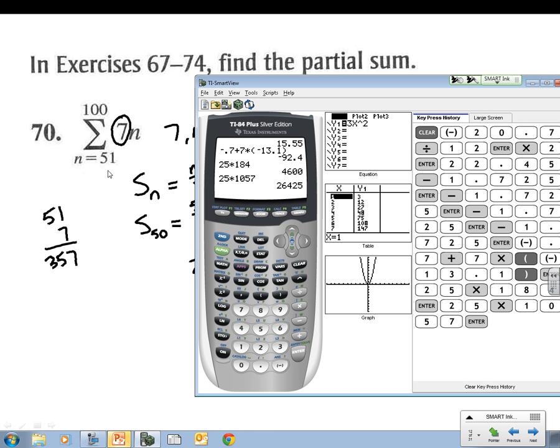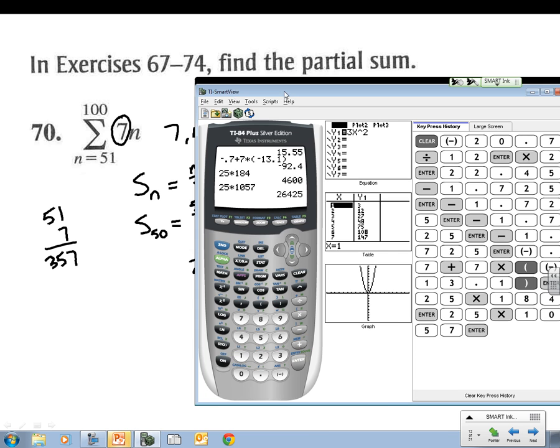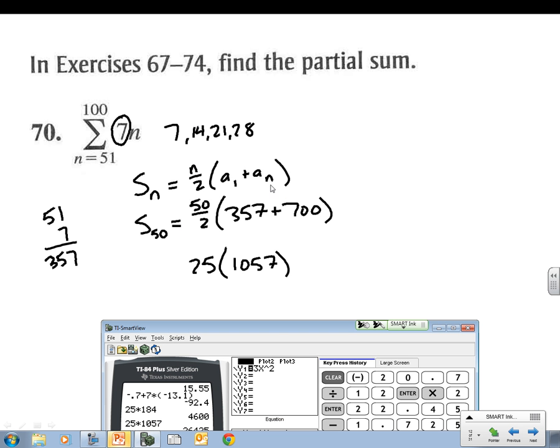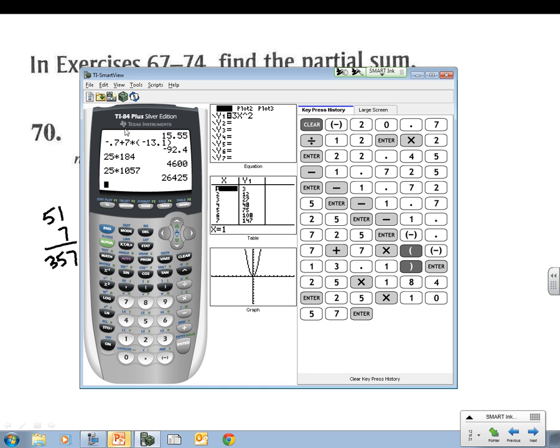We could plug this into our calculators as well to find the summation. Make sure you do know how to use the S sub n formula. You'll be asked to do this by hand and not just on your calculator for the tests and quizzes.